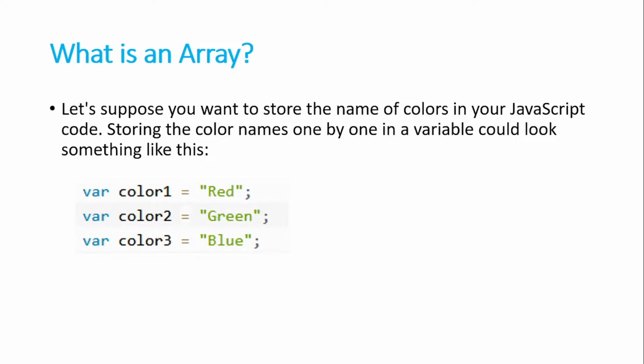You can see, let's suppose you want to store the names of colors in your JavaScript code. Storing the color names one by one in a variable could look something like this. So you can see we have to create multiple variables for each color. We have to create color1, let's say, and store a string of the color value, let's say red, and then we have to create a second variable for the second color, which is color2, and the value is green, color3 blue. So all these three variables are containing three different color values.